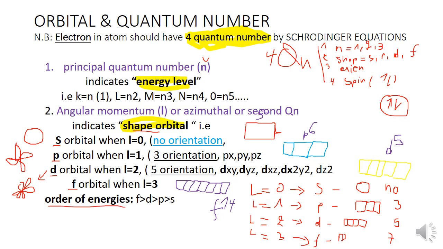Also, the order of energy level: F has greater energy level than D block, than P block, and than S orbital. This is the principal quantum number. An electron in an atom should have 4 quantum numbers by the Schrödinger equation.